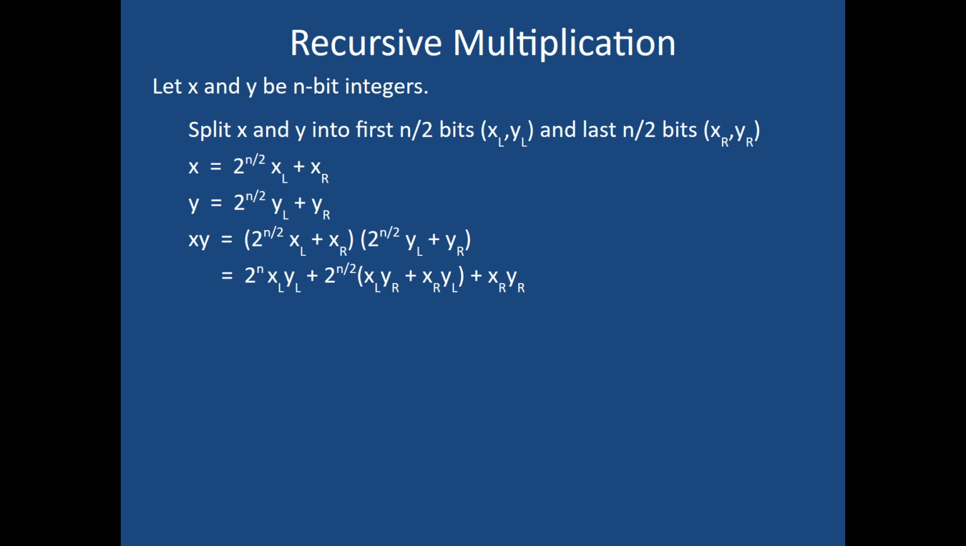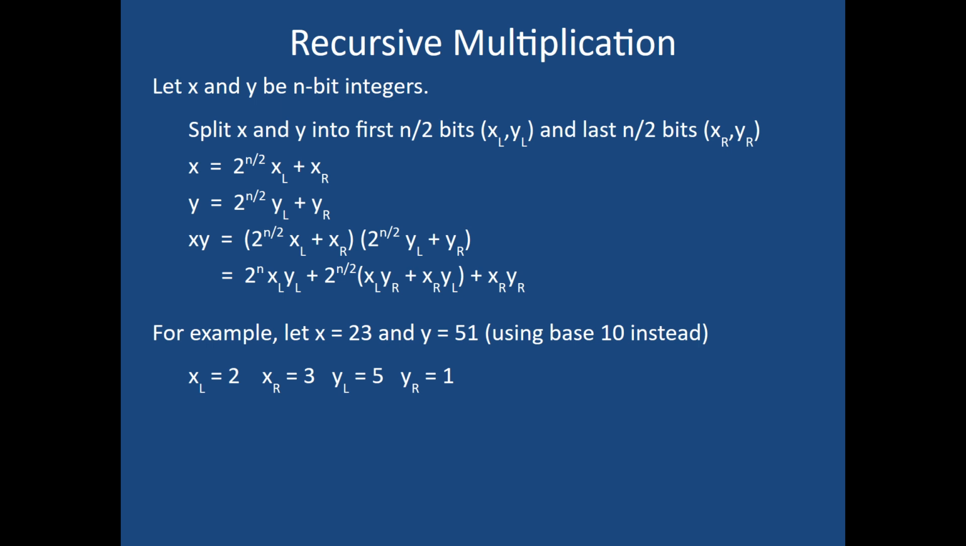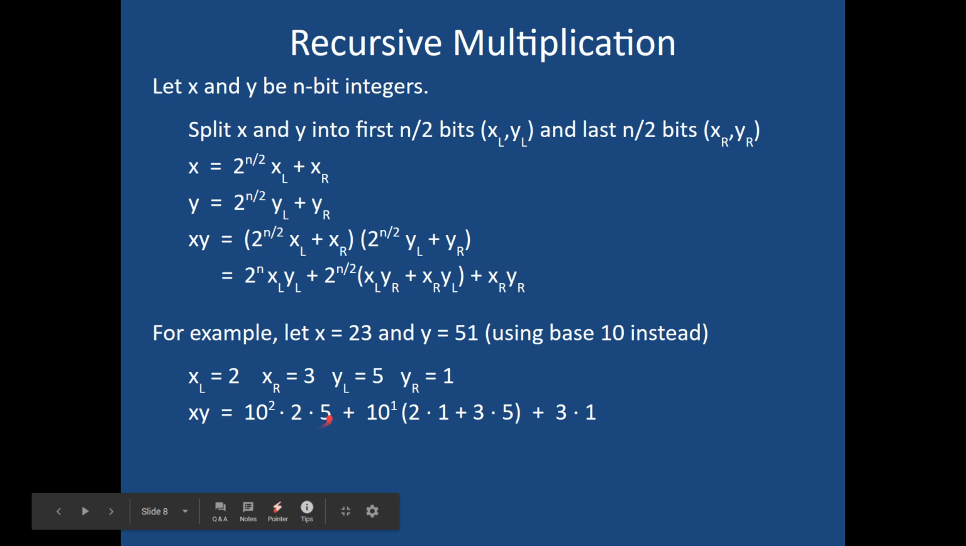Let me just illustrate this, and I'm going to use base 10 now instead of base 2. The same idea. We split the numbers in half. We've got to compute those 4 products. And this is what it works down to: 10 squared times 2 times 5 plus 10 times 2 times 1 plus 3 times 5 plus 3 times 1. So that's one recursive multiplication there, there's 1, and there's 1.